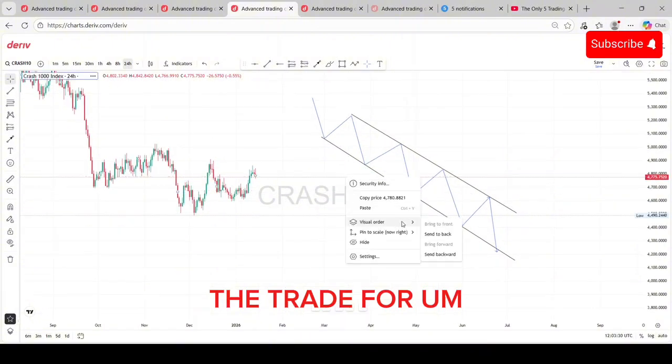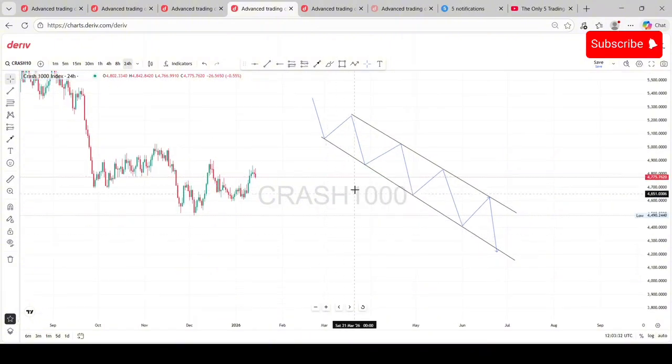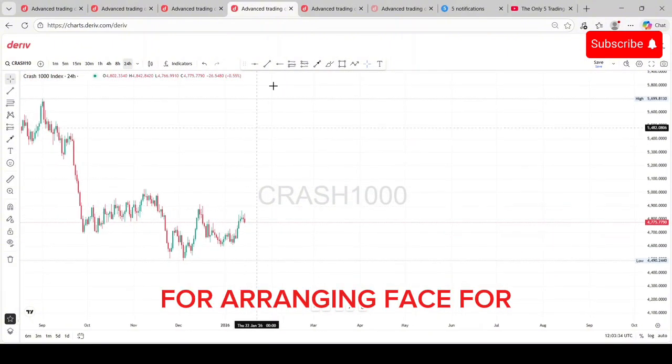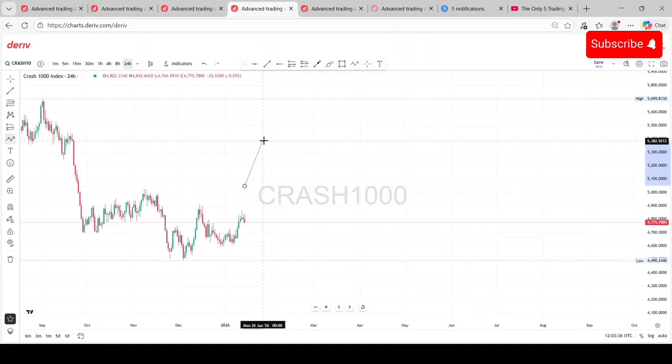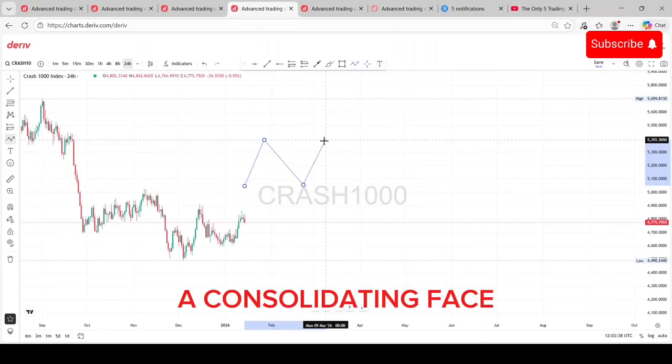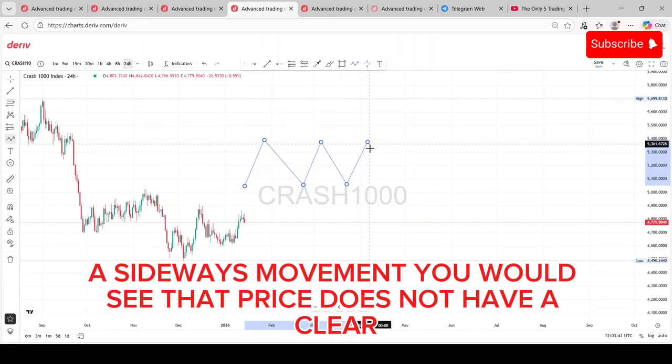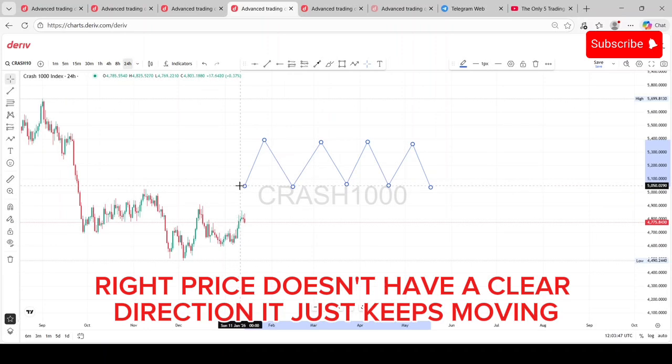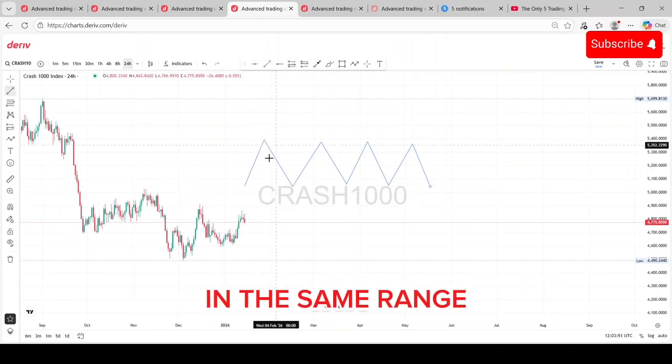For a ranging phase, a consolidating phase, a sideways movement, you would see that price does not have a clear direction, right? Price doesn't have a clear direction. It just keeps moving in the same range.